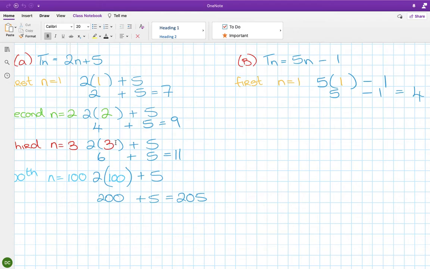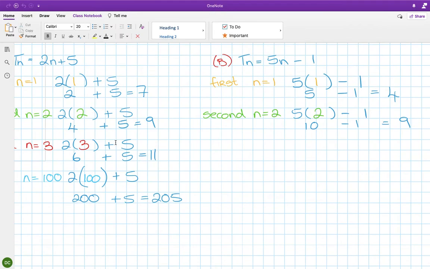Okay, the second one is actually the second term, so we let n equal 2. So we take the formula, but this time we're going to replace the n with a 2. 5 times 2 is 10 minus 1. So the answer for the second one is 9.